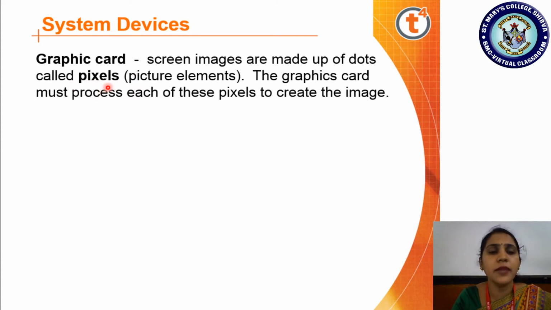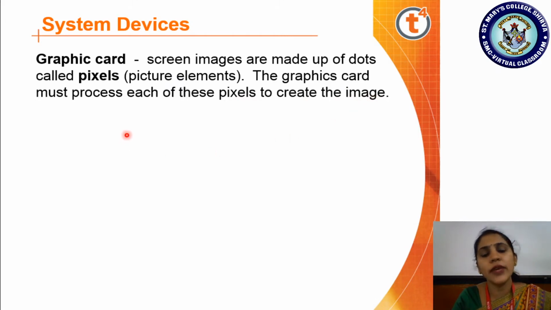the standard name is what? Picture elements. Okay, so it is nothing but the complete screen we are viewing. It is made up of an array of dots. Okay, and that single dot is represented as the pixel. The graphics card must process each of these pixels to create the image.